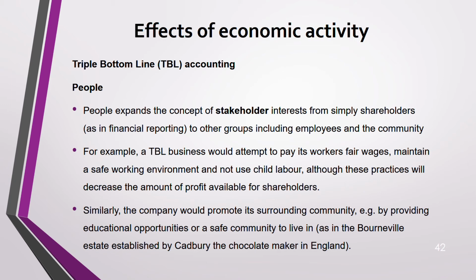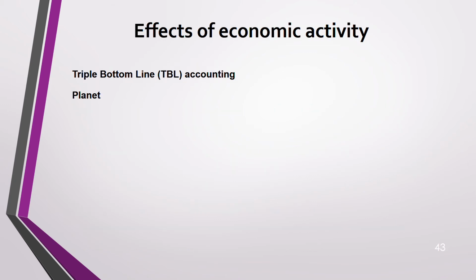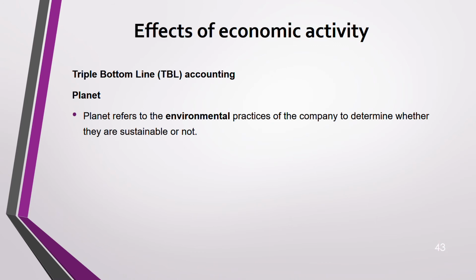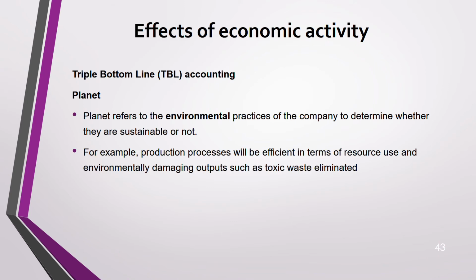One example. Then we have planet. Planet is environment. Whether practices are sustainable or not. Example, production process. If it's efficient in terms of resources used and also not much toxic waste has been produced, then it's sustainable. So you have to ensure that you don't use any toxic waste or any environmentally damaging output.